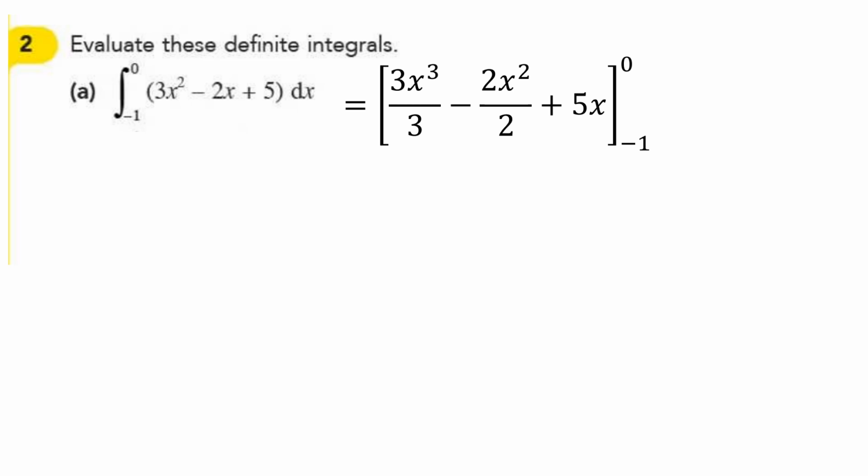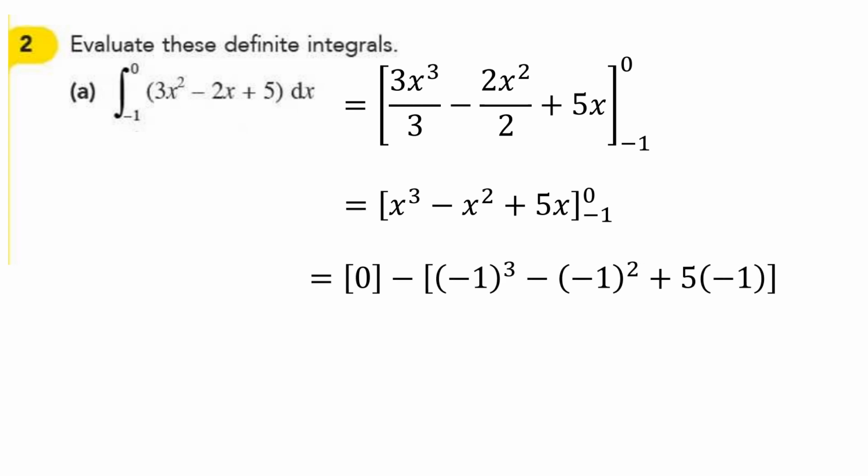Right, so first of all, we just substitute x to be 0 into each term. And then minus away the second part, where we substitute x to be negative 1. A few things to take note: after doing the integration, it's best to simplify it before you do any substitution.